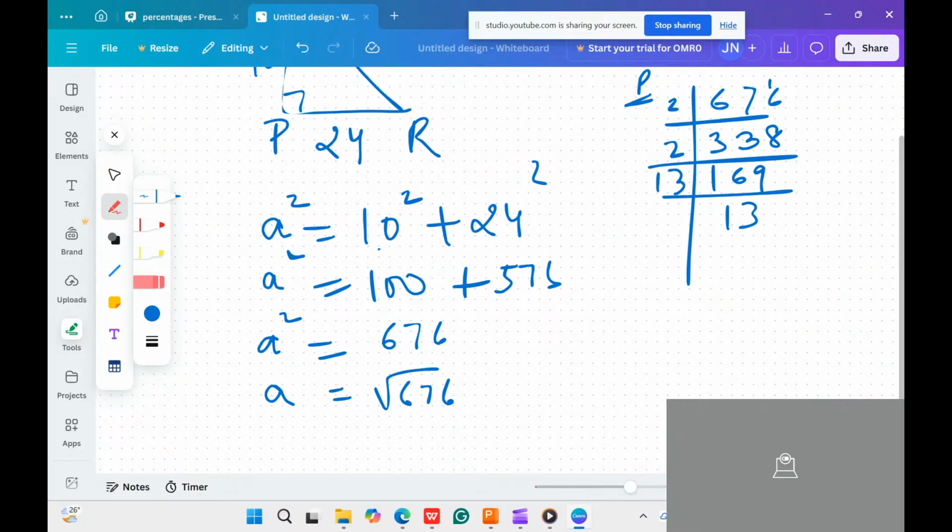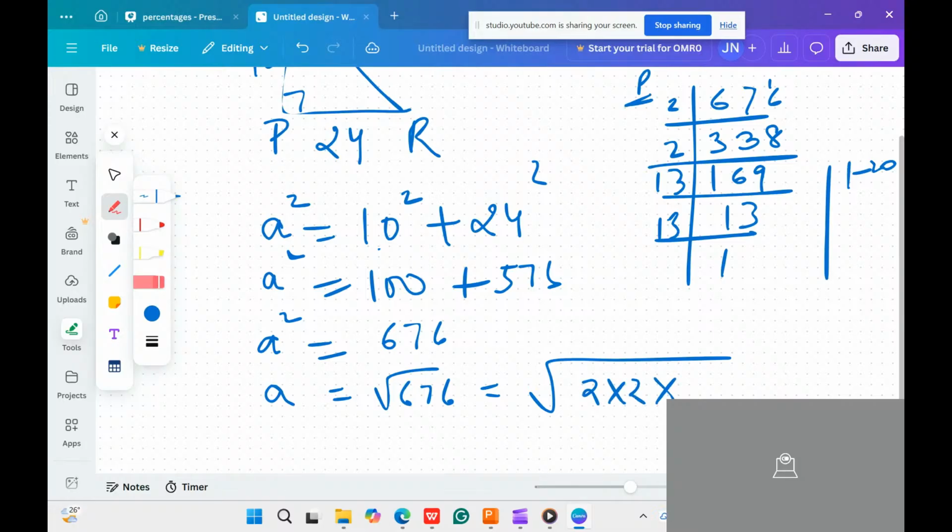I suggest that you learn the squares till 20. From 1 to 20, you should know at least. You can go beyond also, no problem. So we are done, like 13. 13 13s are 169. So we will write it as 2 times 2 times 13 times 13. Now we will take out one number from each pair. So 2 times 13, that is 26 centimeters is the answer.